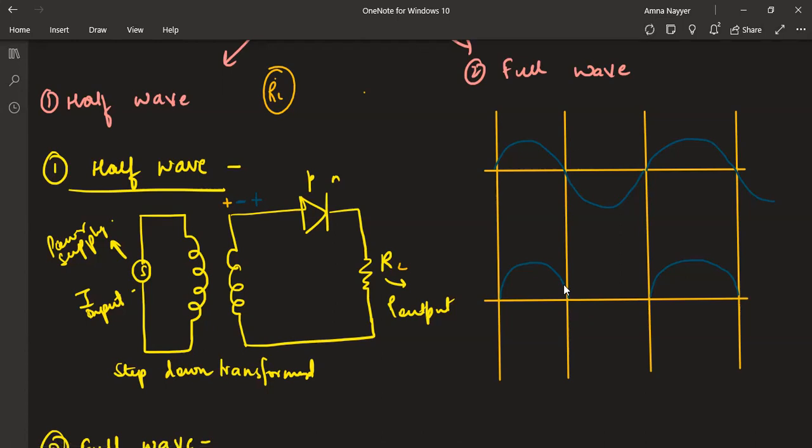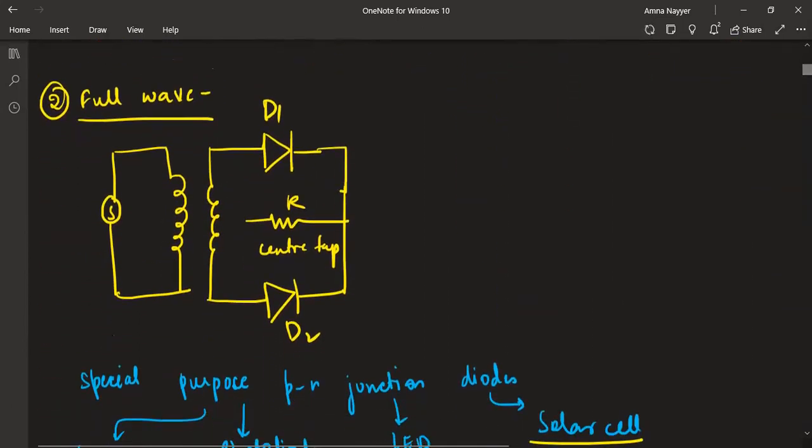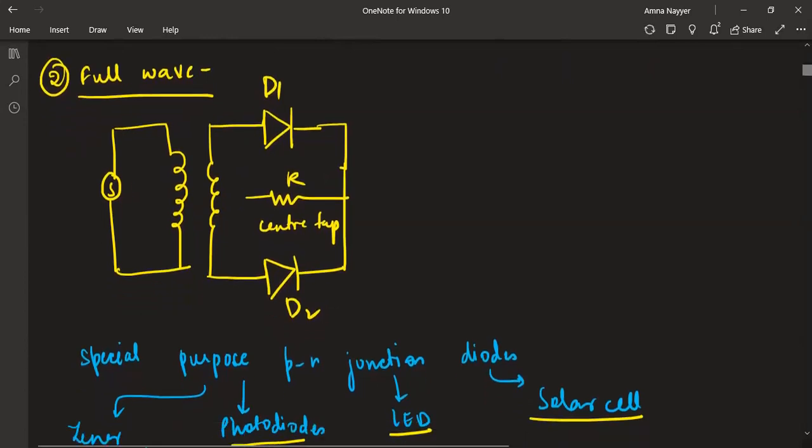So now what is the problem? Here, you will not be getting the resultant alternate waves. So the solution was given by providing the full wave diode. See, in the full wave diode, let me draw the graph first, then I'll tell you.